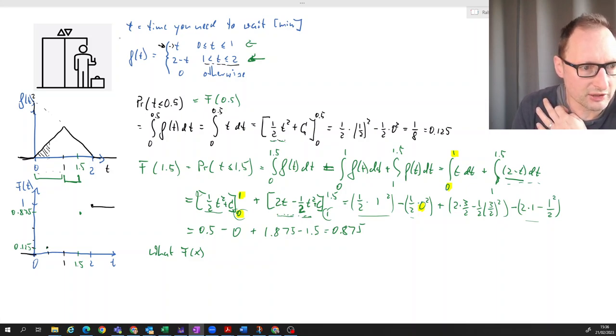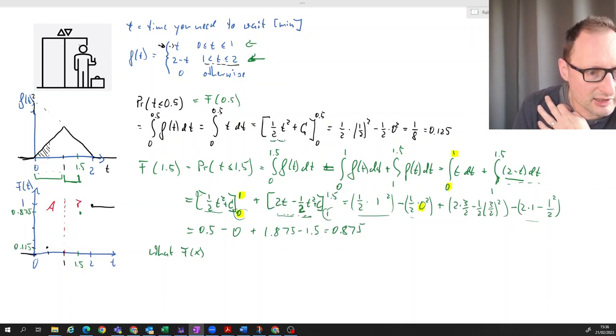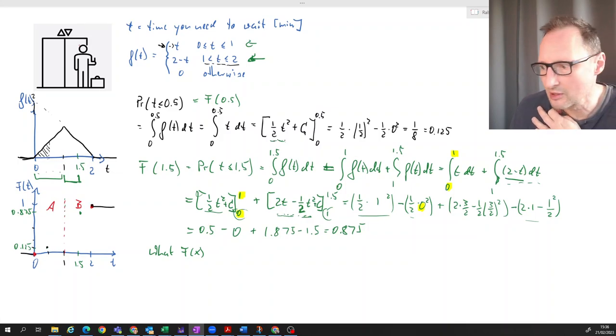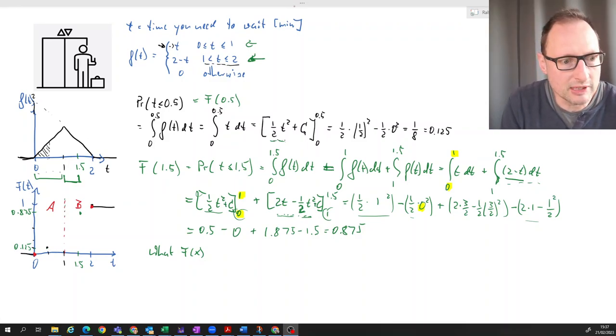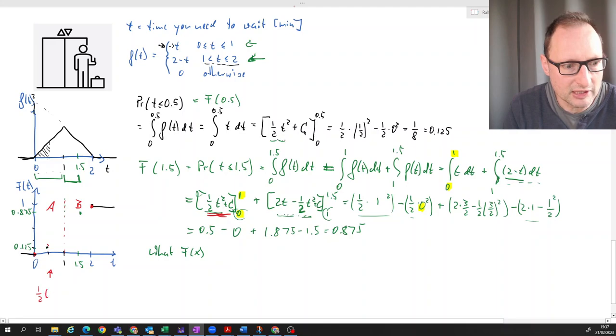But now we have two different functions, two different segments. So we have to think about the CDF, let me use a different color here, in two segments, segment A and segment B. Now, we know these red points are really important. So here in this segment, we've been using this integral, a half t squared plus c. And in this segment here, we've been using this one: 2t minus a half t squared plus a constant.